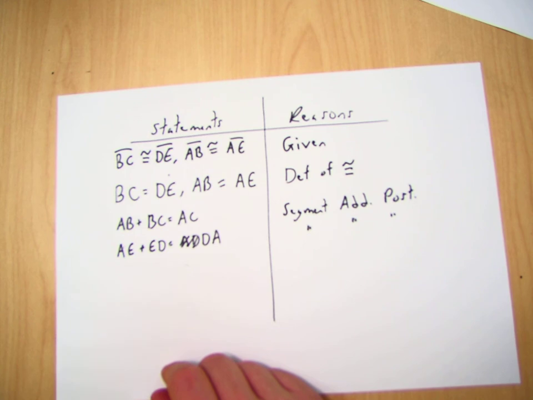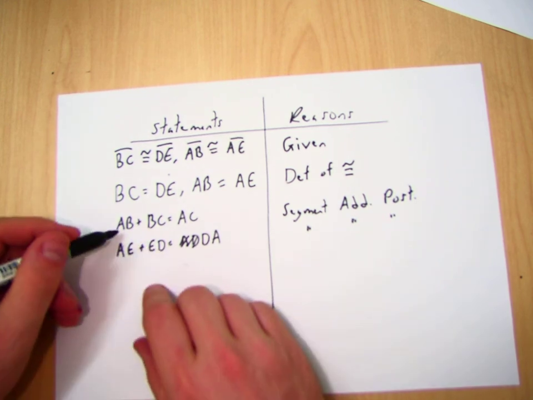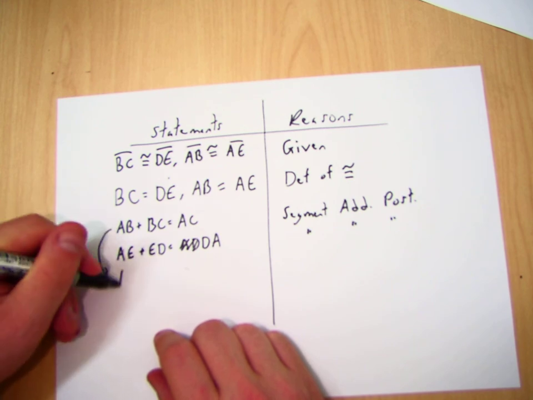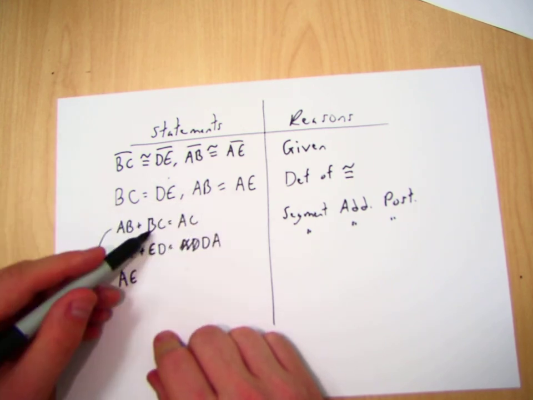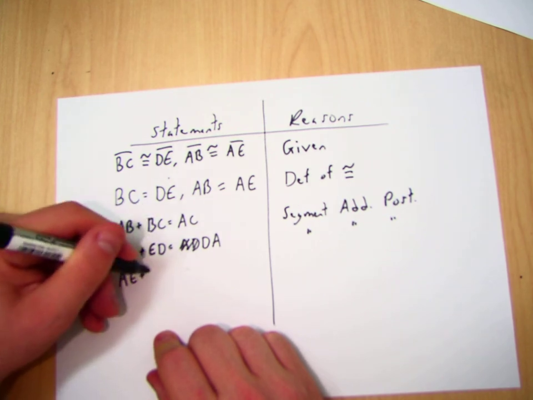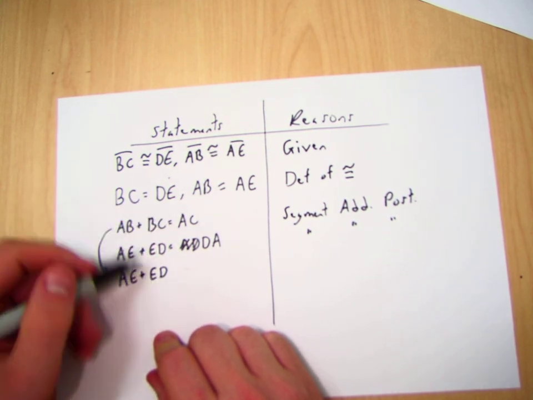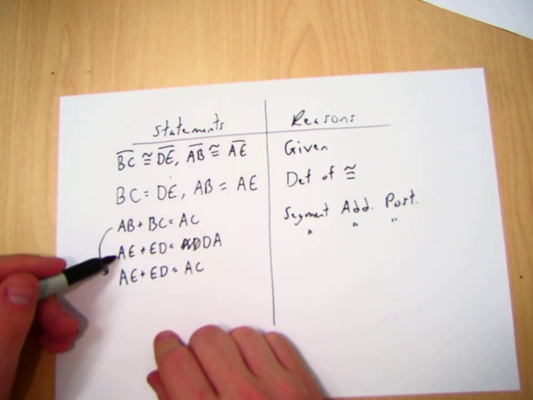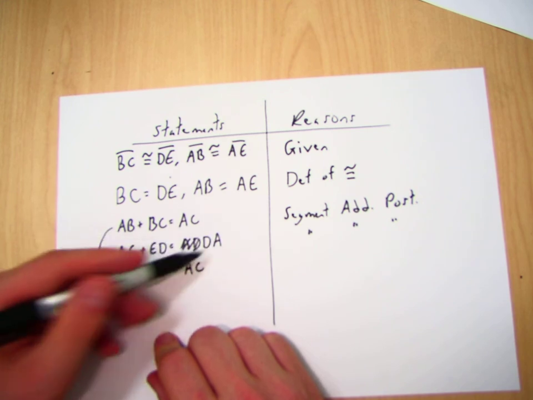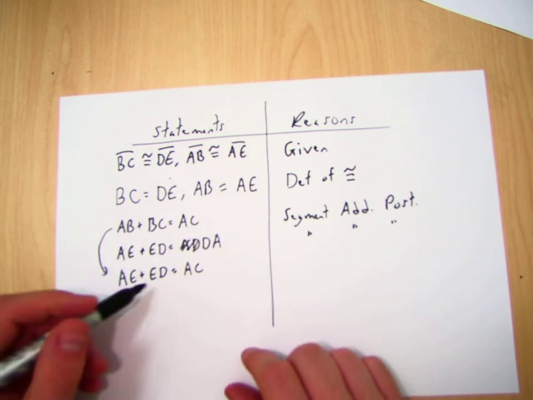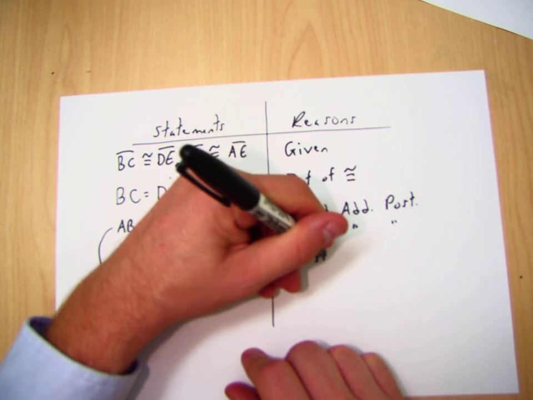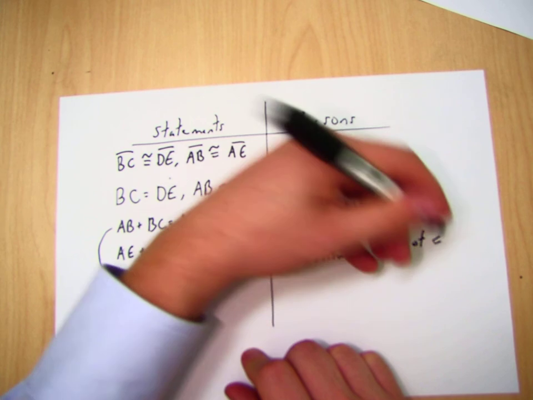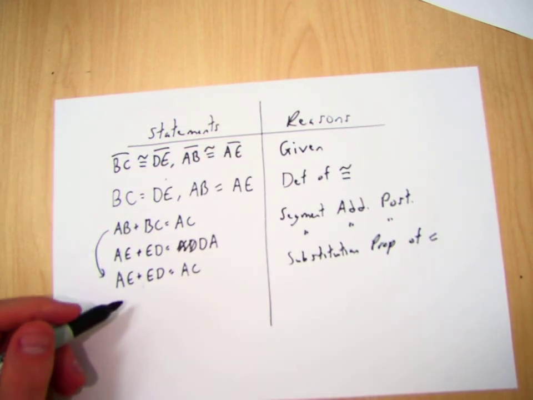So I'm going to substitute here. Rather than writing AB, I'm going to write in AE, because I know they're the same. Rather than writing BC, I'm going to write DE. Okay, I'm going to call it ED, just for the sake of it. And I'm going to say that that's equal to AC. The reason I do that is now it's very obvious why these are equal to each other, because they're equal to the same thing. I'm going to call what I just did there a substitution property of equality.